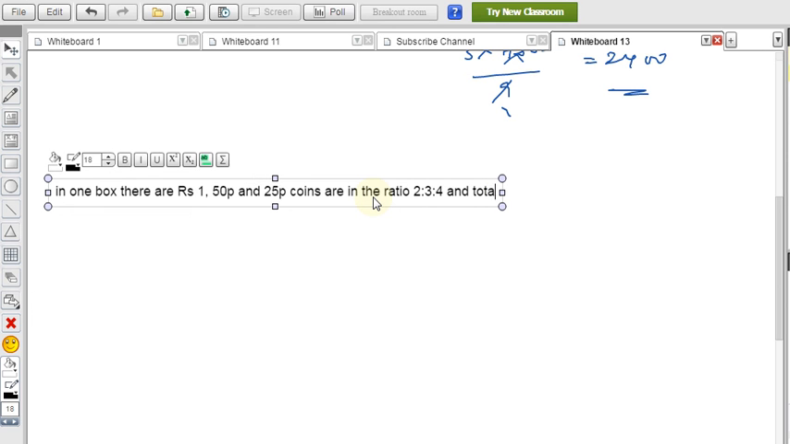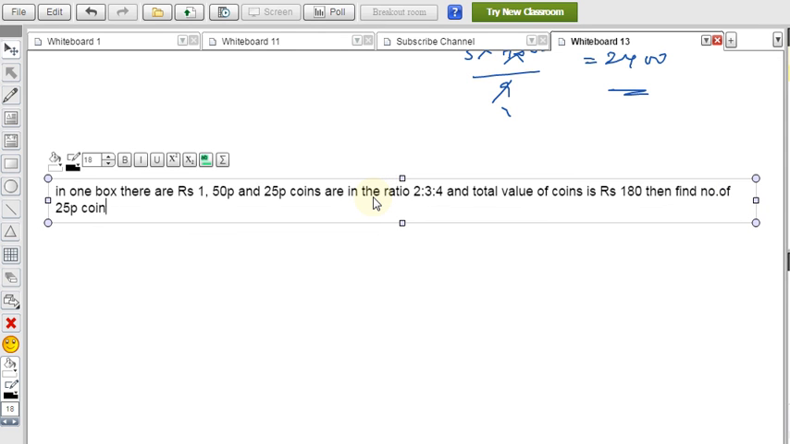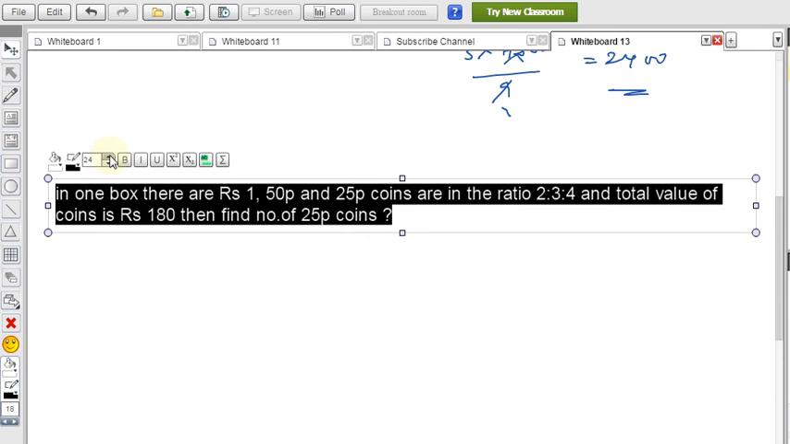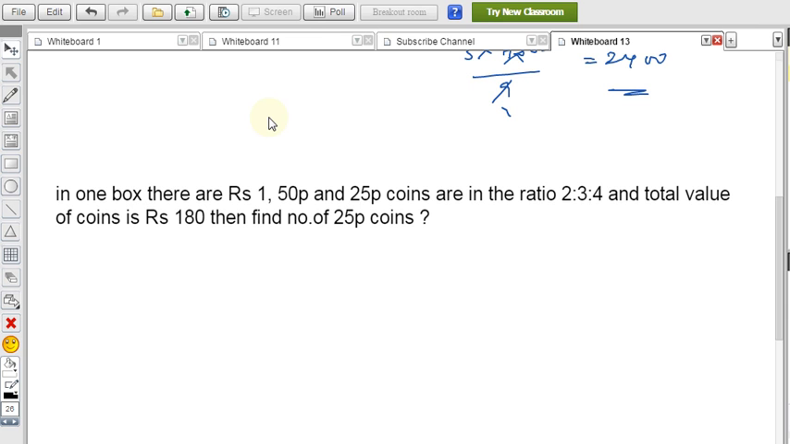And the total value of coins is rupees 180. Then find the number of 25 paisa coins. So these are important problems. In one box there are 1 rupee, 50 paisa, 25 paisa coins in the ratio. So we need to solve this problem with the coins ratio and value ratio.